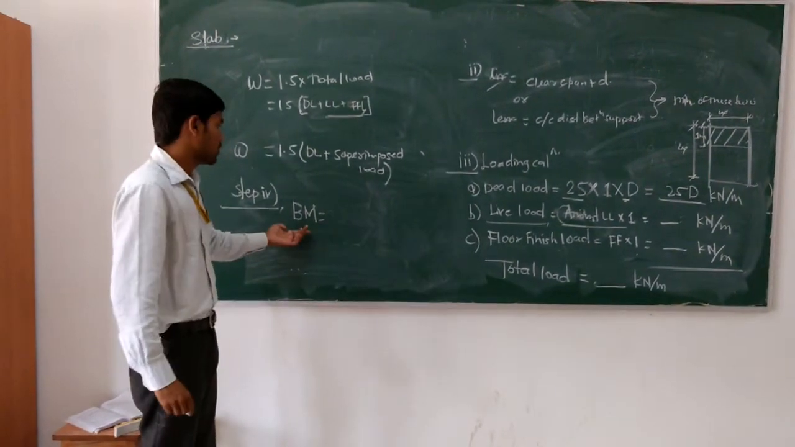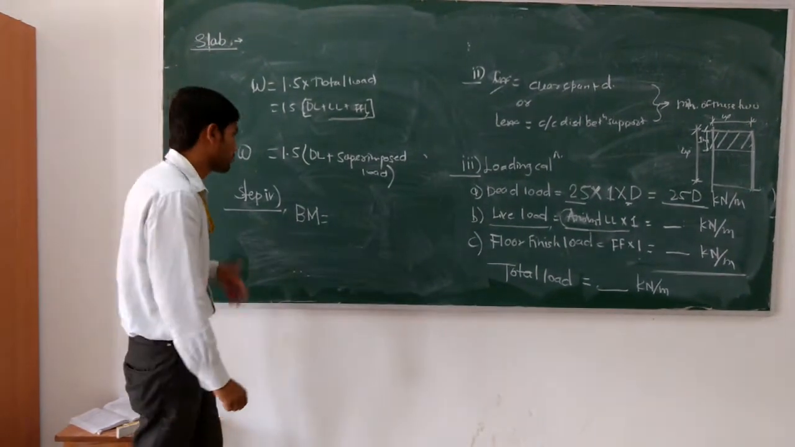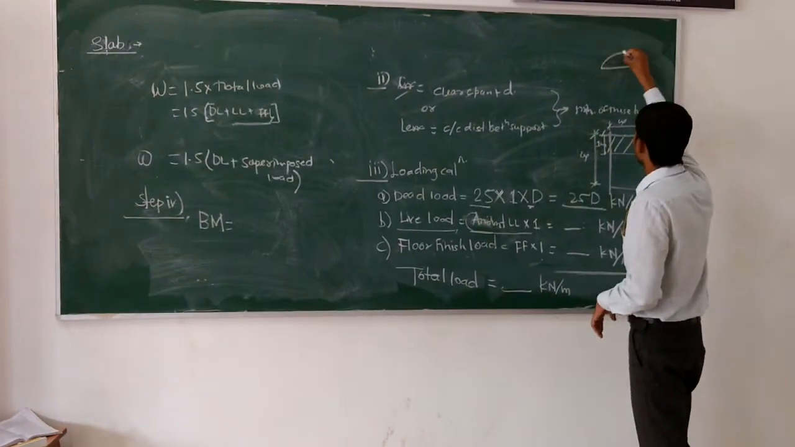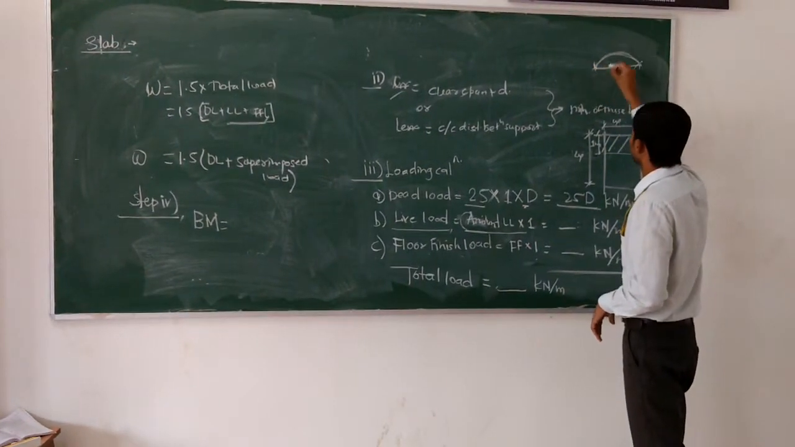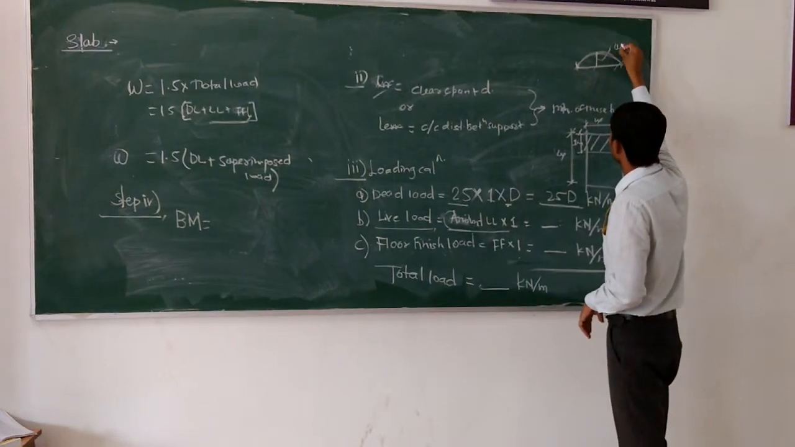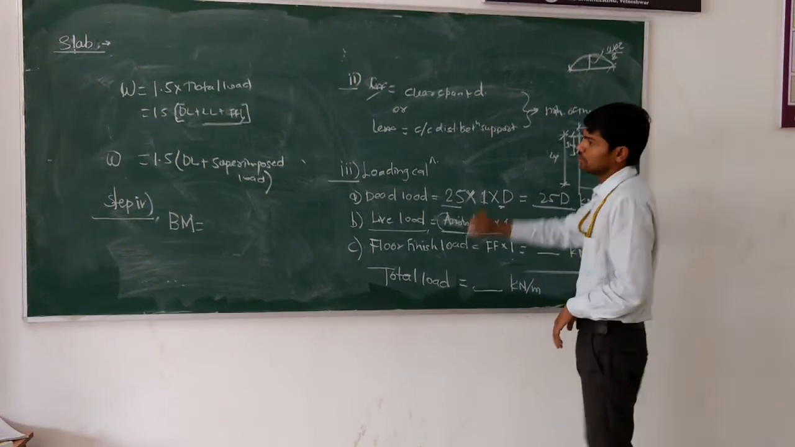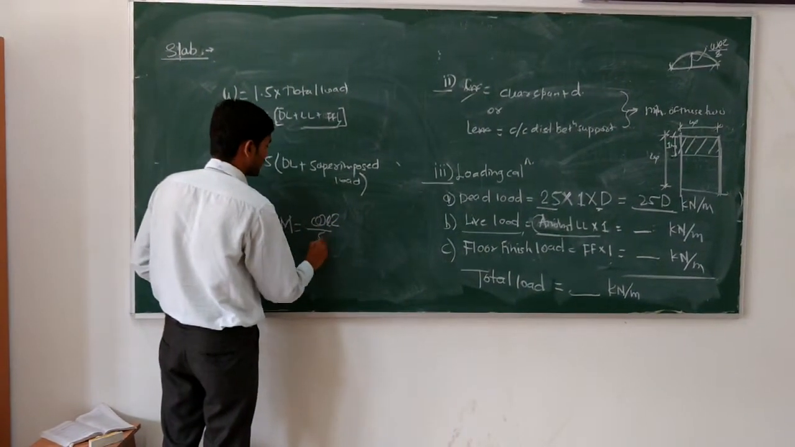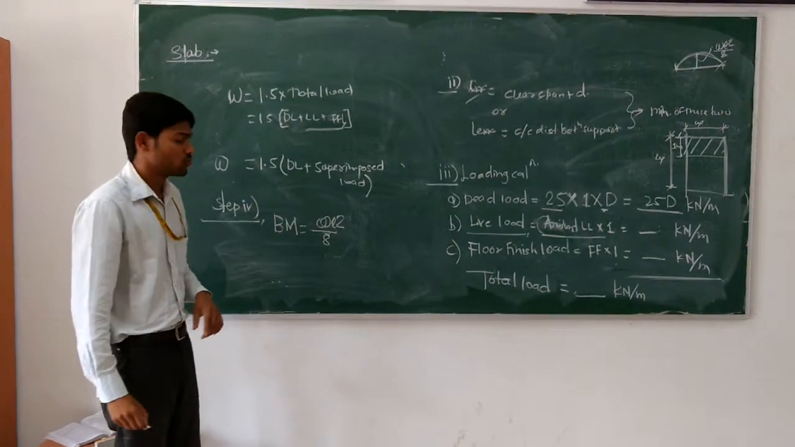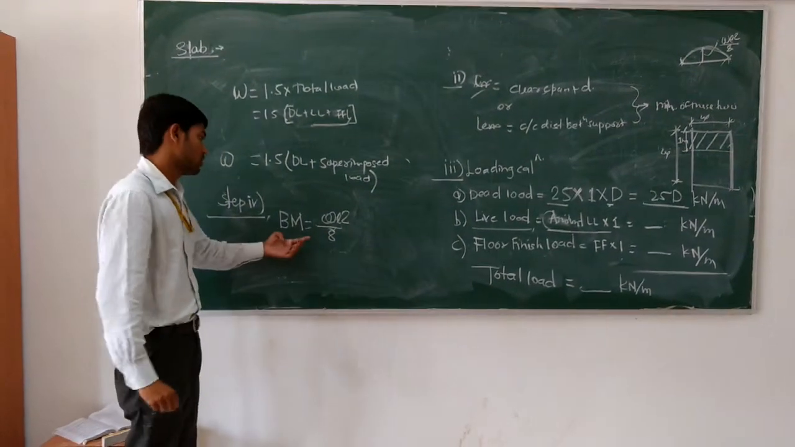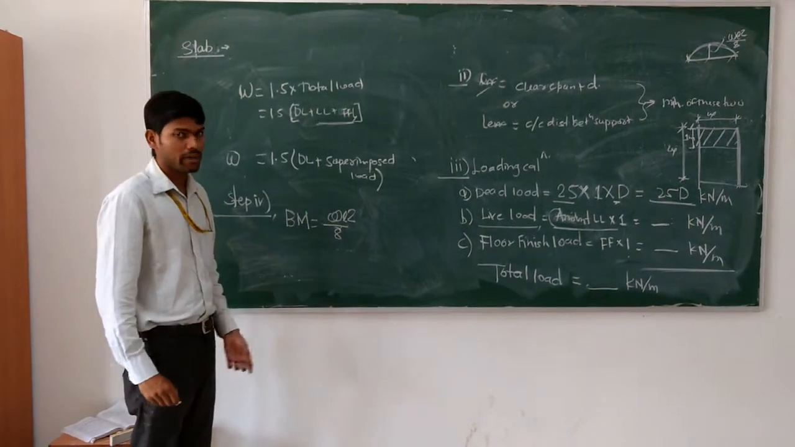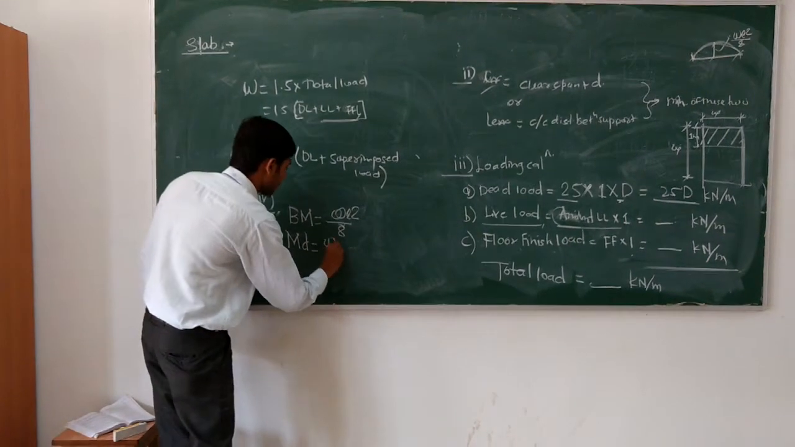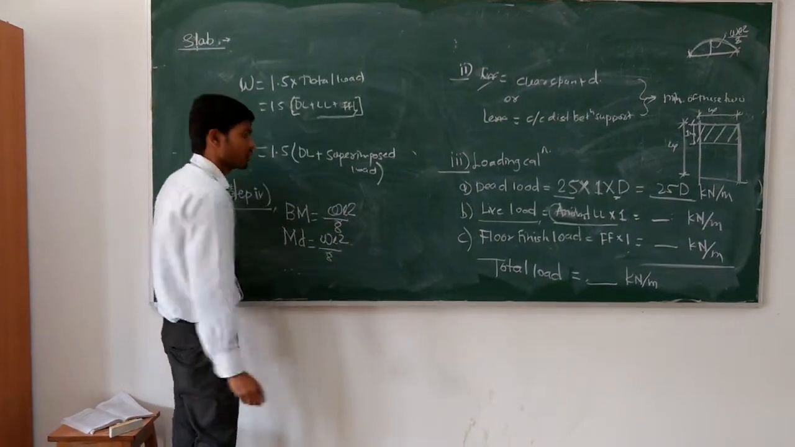So if you consider the simply supported slab, the maximum bending moment produced in the slab will be a parabolic bending moment diagram. So maximum bending moment at center is WL square divided by 8. So bending moment is equal to WL square divided by 8. So you have designed the slab for the bending moment equal to WL square divided by 8. You can substitute this amount as the design moment.